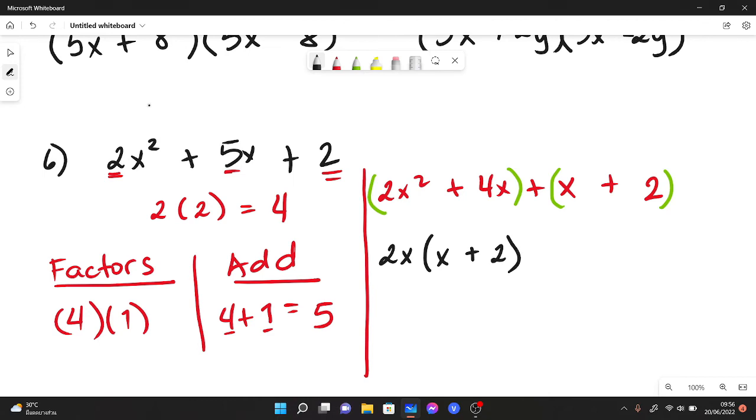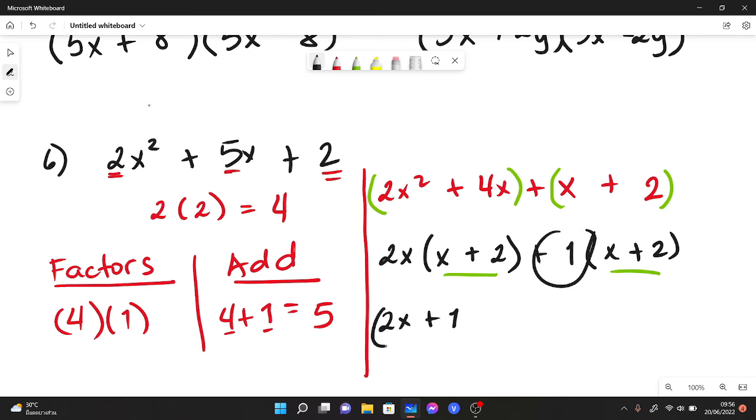2x times x is 2x squared, 2x times 2 is 4x, plus the common factor of x and 2 is 1, and then x plus 2. So notice that we have the same x plus 2 here. So our final answer is 2x plus 1, and then copy this one, x plus 2. And that's our final answer.